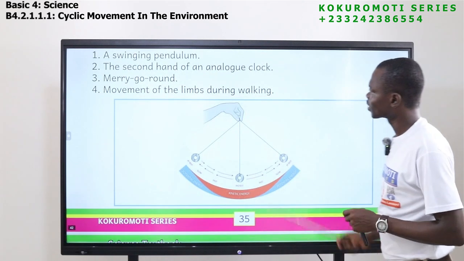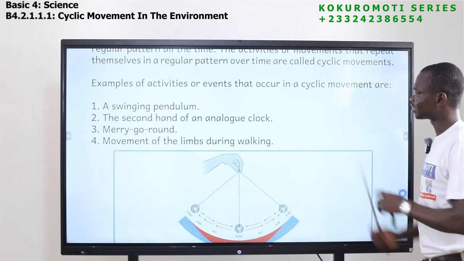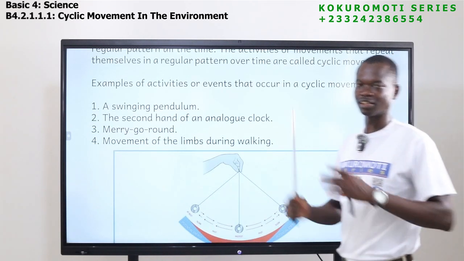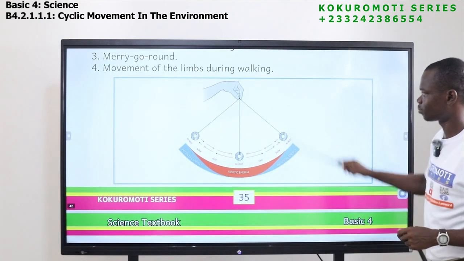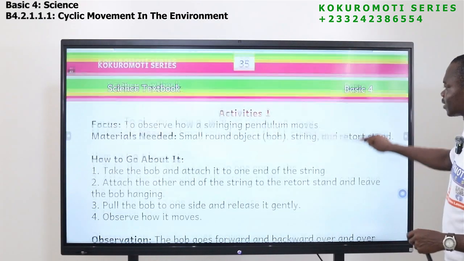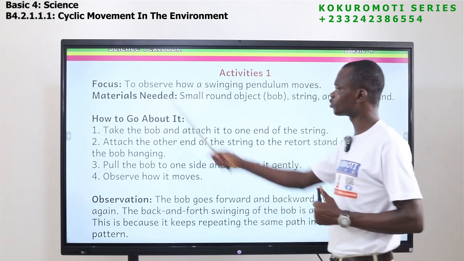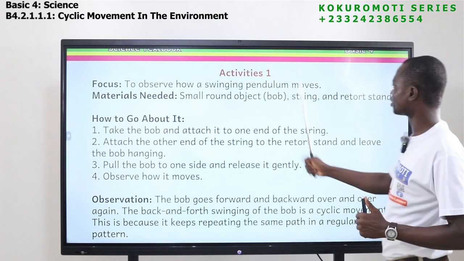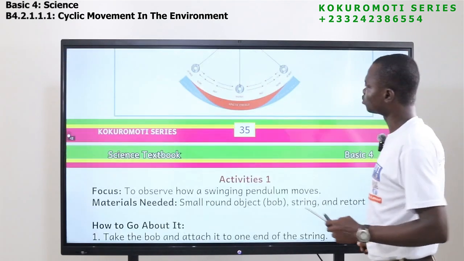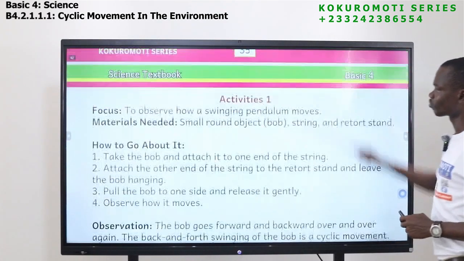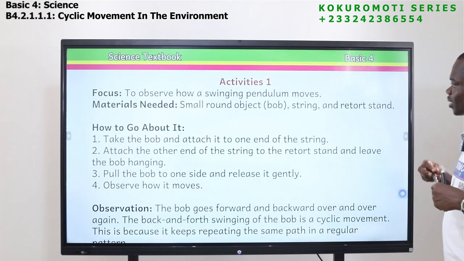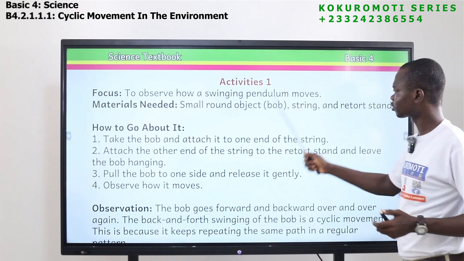Okay, now, one of the activities that happen in our environment in a regular pattern is a swinging pendulum. So this is what we call the swinging pendulum. The activities here, let's look at it. Focus to observe how a swinging pendulum moves. So we are going to look at how this thing moves. Materials needed: a small round object.